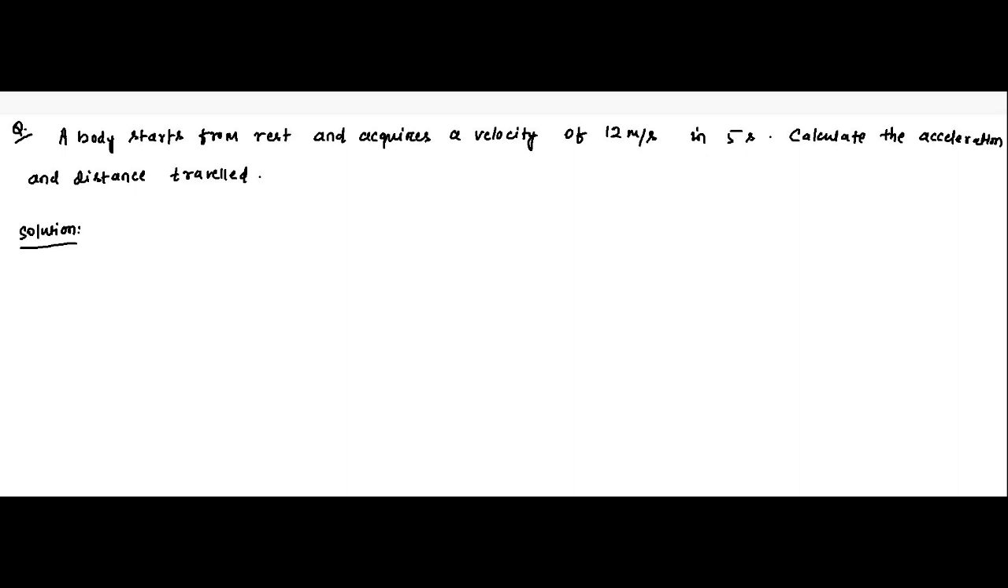So this is the first question. It is given that a body starts from rest and acquires a velocity of 12 meter per second in 5 seconds, and we have to calculate the acceleration of the object and the distance it has traveled in those 5 seconds.